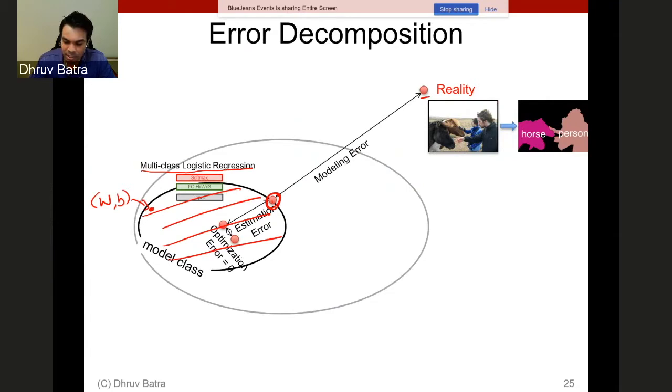And now it becomes clear why this picture is probably right, that reality does not live inside your model class. This mapping from X to Y, linear in pixel RGB intensities, feels odd. It's not clear that that would be the case, that that's the true underlying function.